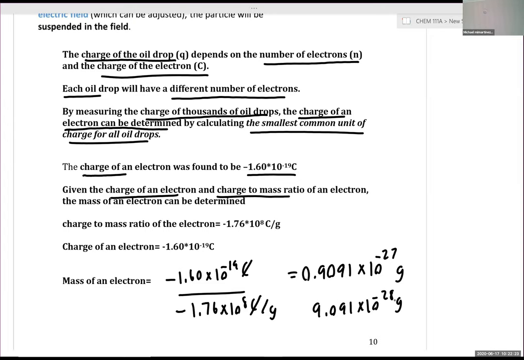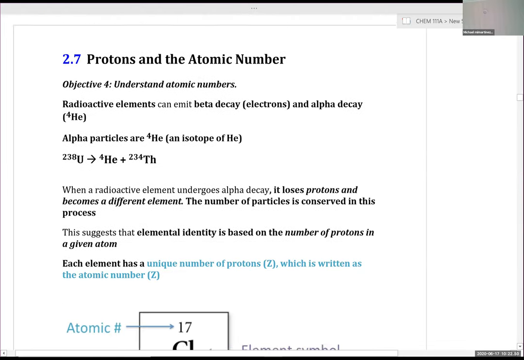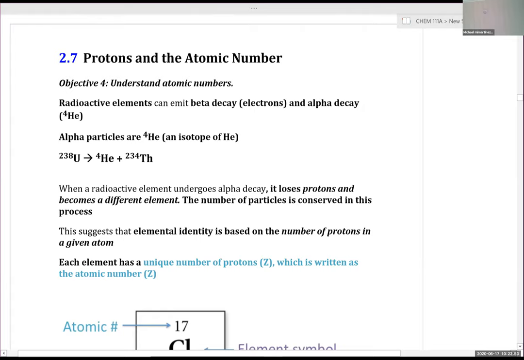From these experiments, we've been able to figure out the mass of an electron, something that is very difficult to measure directly. This is a very, very small mass, and electrons are very, very small particles. So we've figured out a lot of properties and characteristics of our electrons. Let's now turn and look at protons, another fundamental particle that comprises an atom.